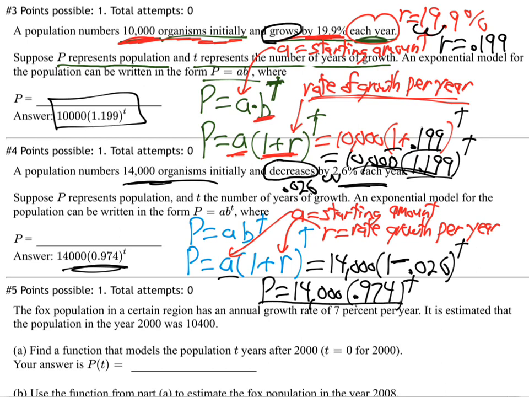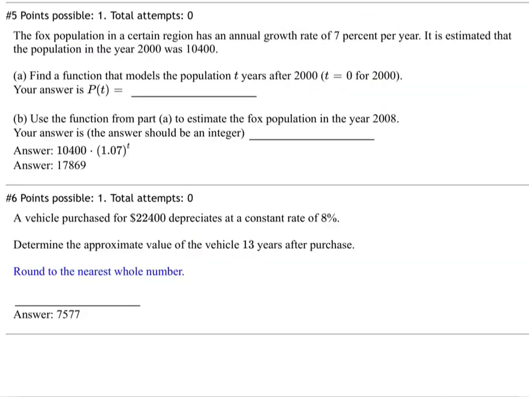So if it's increasing, if it's growing, then the r is positive, and if it decreases, then the r equals negative 0.026. So increase positive, decrease negative. No big surprise there. I just have to pay better attention. All right, so there's questions 3 and 4. Not too bad. Now number 5.